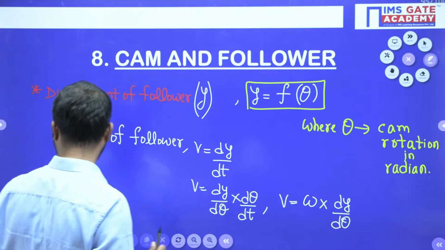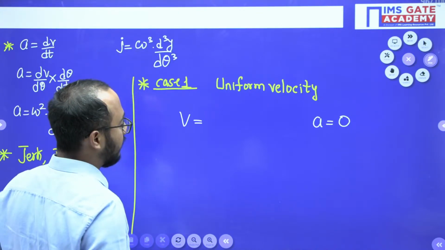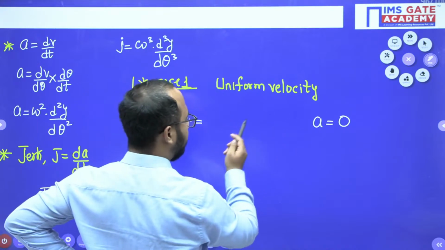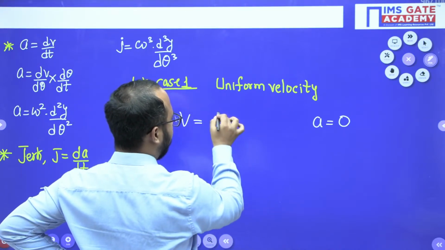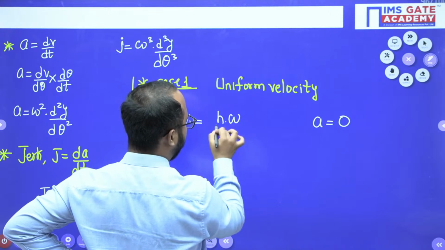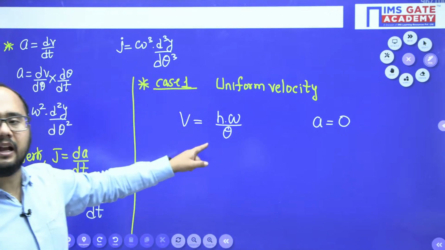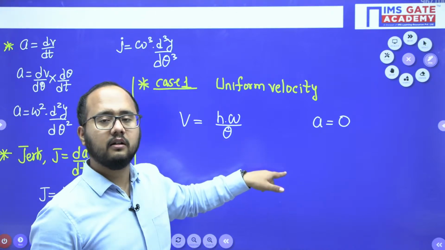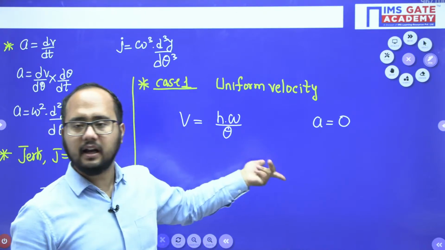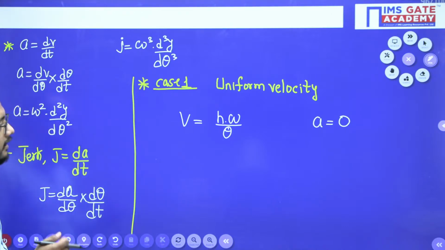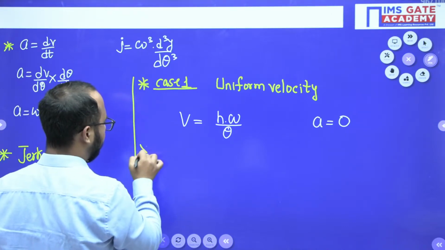Clear? Okay. So we are calculating uniform velocity. Obviously, acceleration will be 0 because the velocity is constant. But the formula you should remember, h omega by theta. Now, theta, if they are asking the velocity of ascent, angle of ascent you have to put. If they are asking the velocity of descent, angle of descent you have to put. Clear? Now, case number 2.